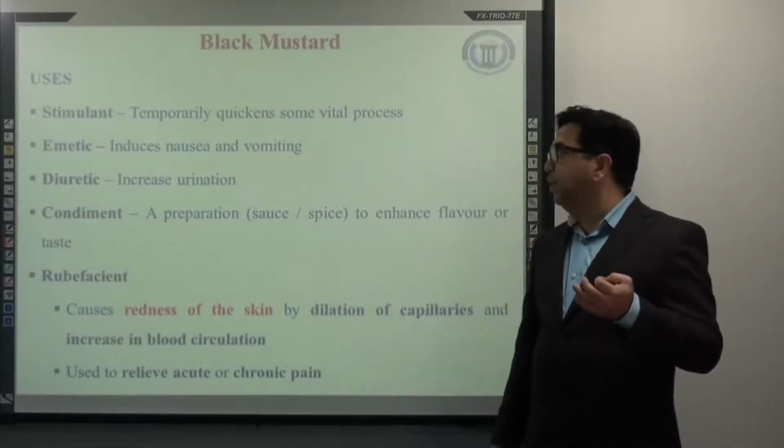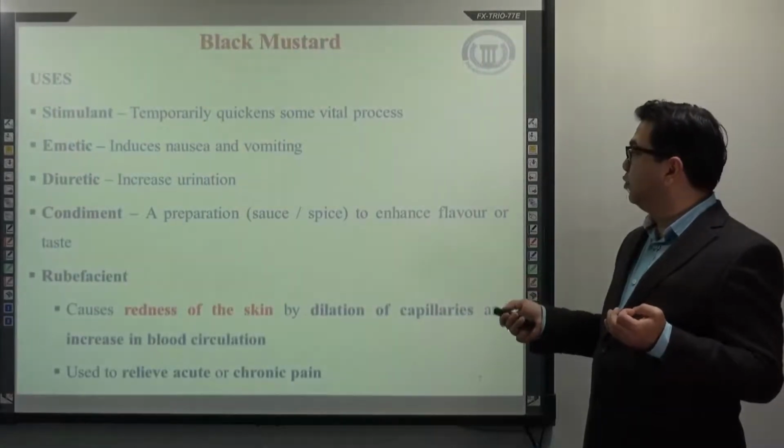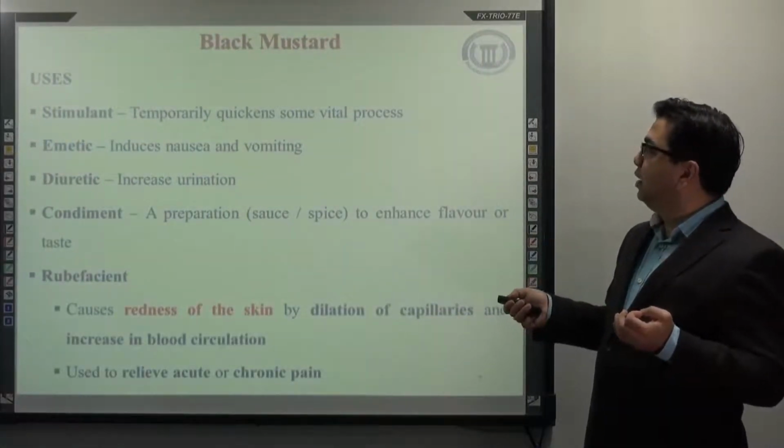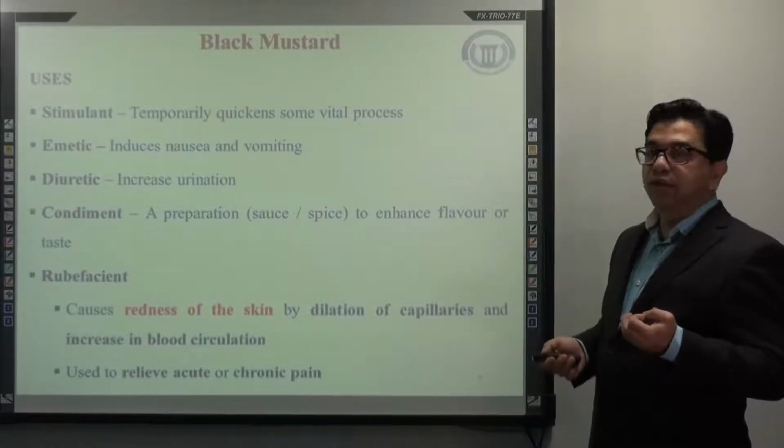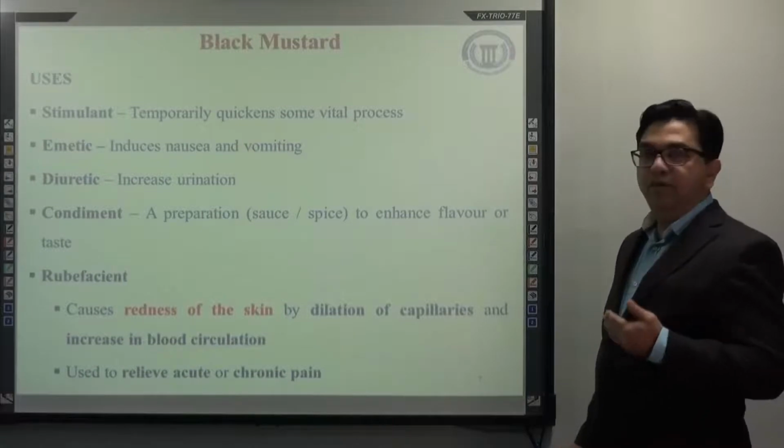So you can see black mustard seeds are mainly biologically used as rubefacient, as diuretic, emetic, as well as stimulant, and it is also used as condiment to enhance the flavor or taste of food.